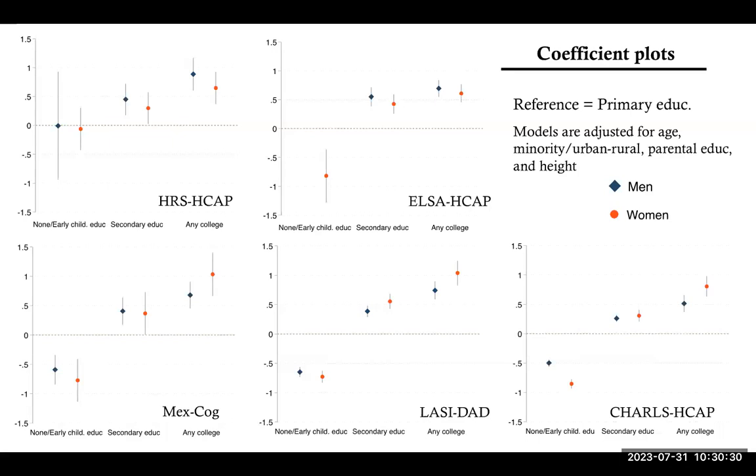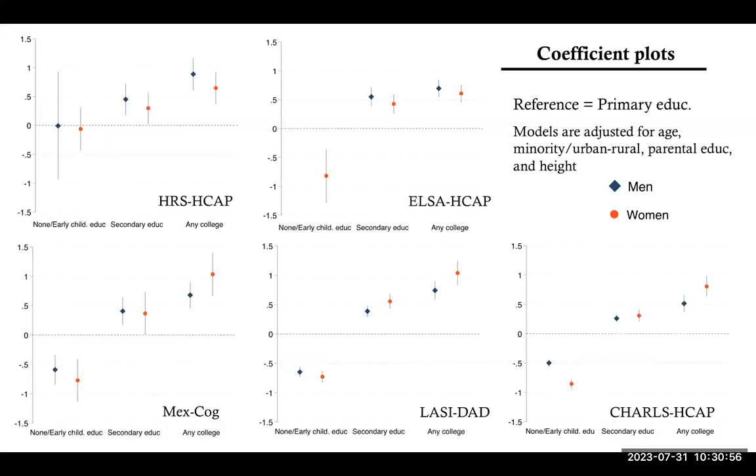So I think the first take home from this slide is that we see positive gradients in cognition according to education across contexts, right? That's a good thing, I think. It means either education is really conferring cognitive benefits for people later in life, or people with education are just better at taking tests. That's the $1 million question, right? That's something to disentangle. But there really are some differences.